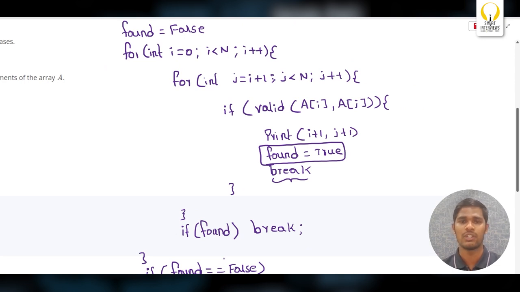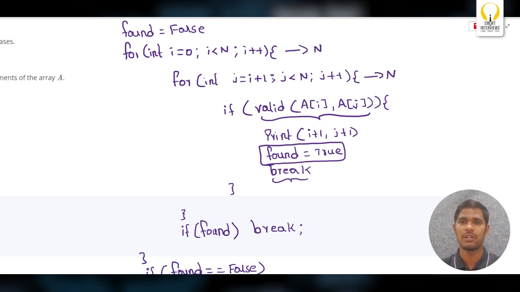Now tell me, what's the time and space complexity? This will iterate for n times, and this will iterate for n times. And for the valid condition, how much time do you think it will take? So valid is nothing but you have to check whether the sum of a of i plus a of j is not a prime number.